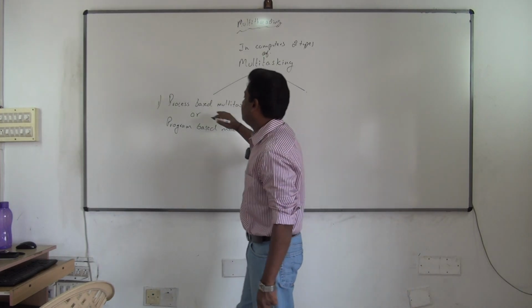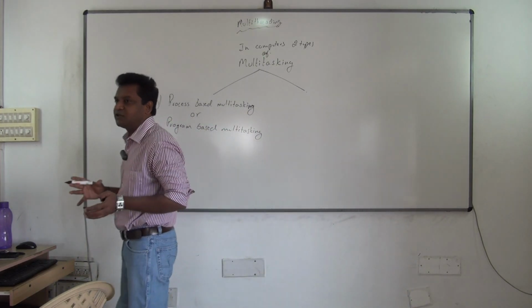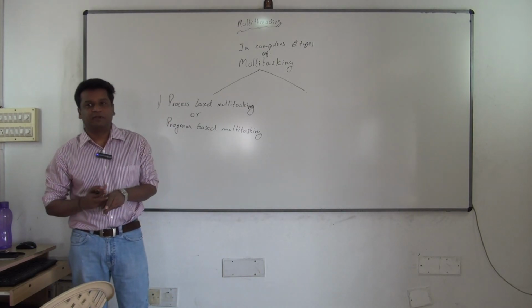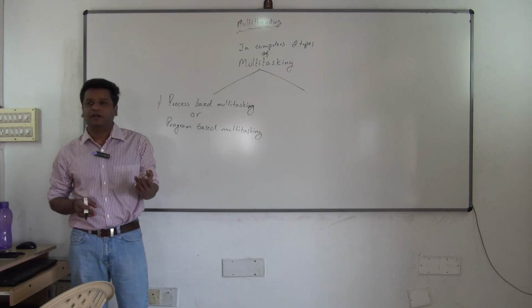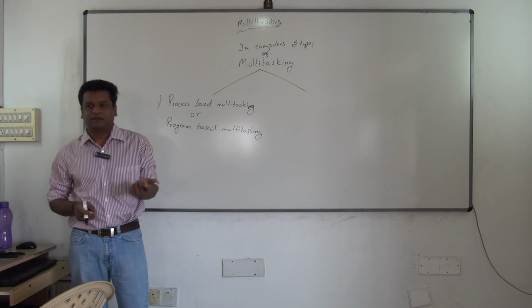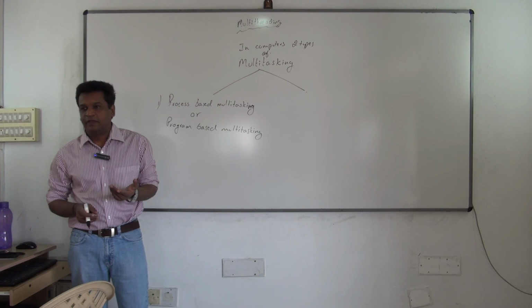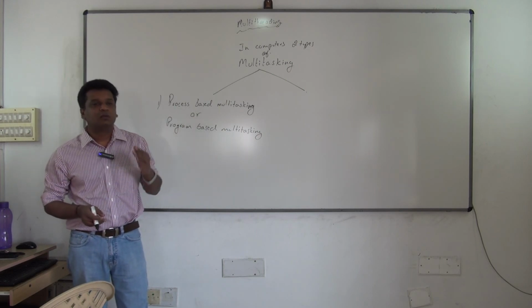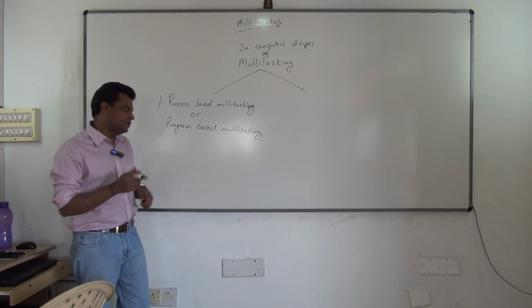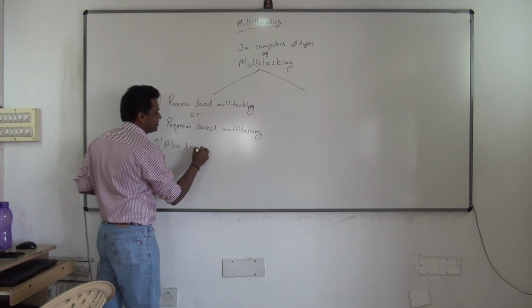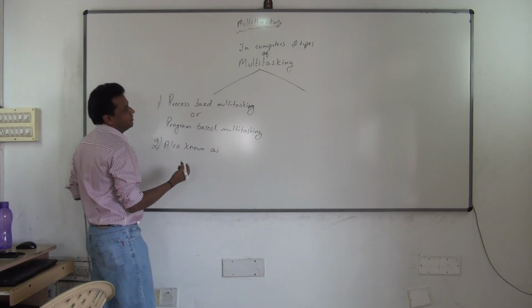In process-based multitasking, the minimum execution unit is a process or program. Like you'll be running Word, you'll be running a media player, and at the same time you'll be browsing, opening an internet browser. So you're doing three tasks at the same time. That is called process-based multitasking, and here the minimum execution unit is one process or a program. And this in fact is also known as, can you guess what it is?